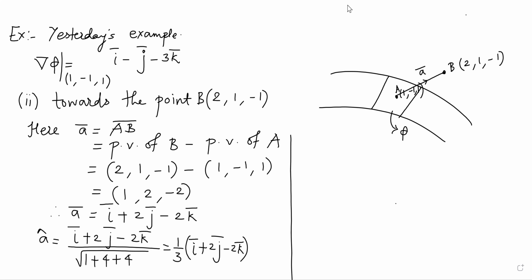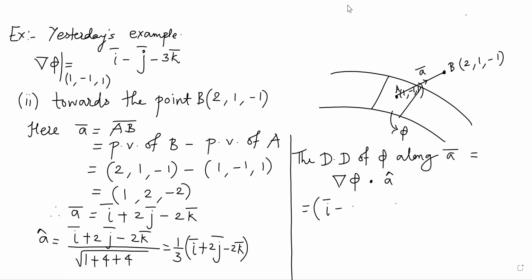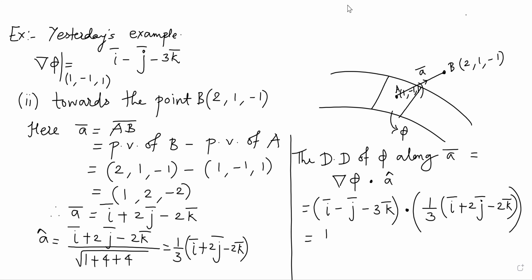Now in this case, we are interested in calculating the directional derivative. So the directional derivative of phi along this A bar is given by del phi dot A cap. So del phi in this case is i bar minus j bar minus 3k bar dot 1 by 3 times i bar plus 2j bar minus 2k bar. Correct? So that will be 1 by 3 times.